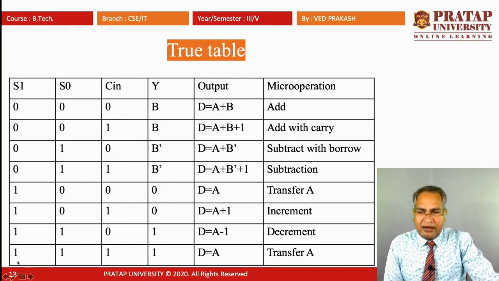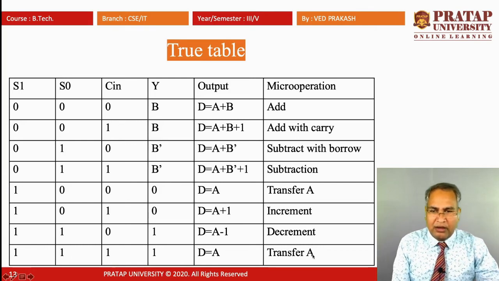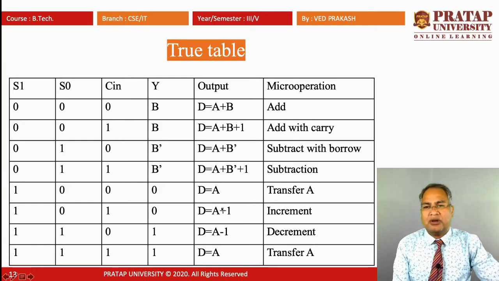And at last, when all inputs are 1 1 and C in is 0, in this case we obtain the Y terminal at once and at the D terminal we obtain A. So that denotes the transfer of the content of register A. That denotes the actual operations performed in the 4-bit arithmetic circuit. Because we can perform all these operations using this circuit, it is known as an arithmetic micro-operation circuit.